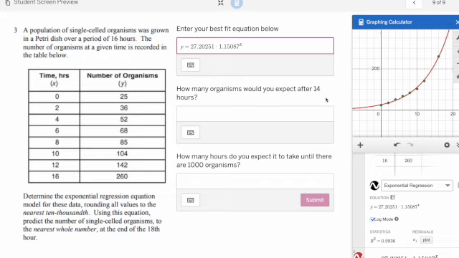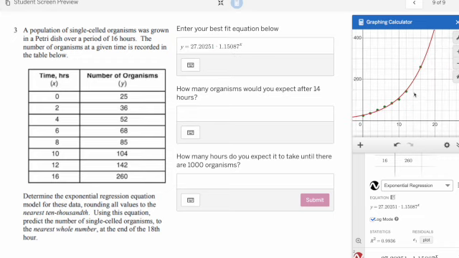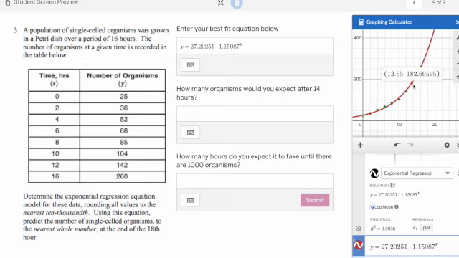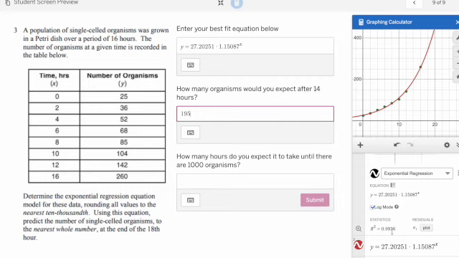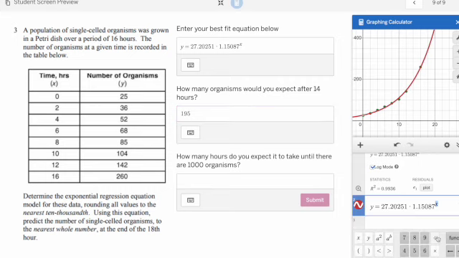How many organisms would we expect after 14 hours? The hours is x. So I want to know when x is 14, this function is going to predict the number of organisms. So I could just follow the curve when x is 14. There are about 194, almost 195 organisms, right? I'll round it up since it's 0.5. 195 organisms. The other way I could do it is I could replace this x value with 14. 195.